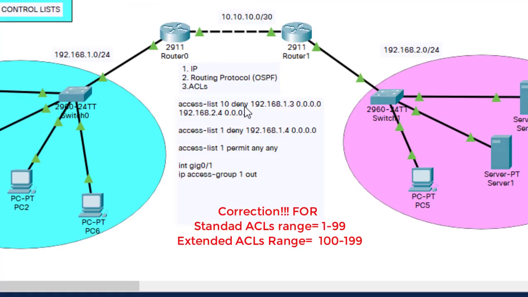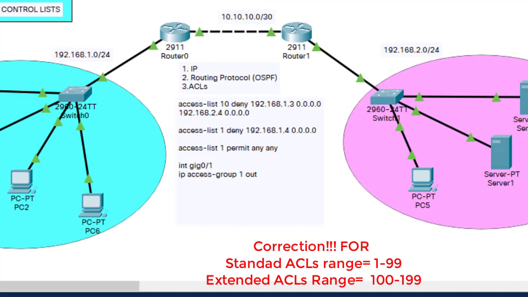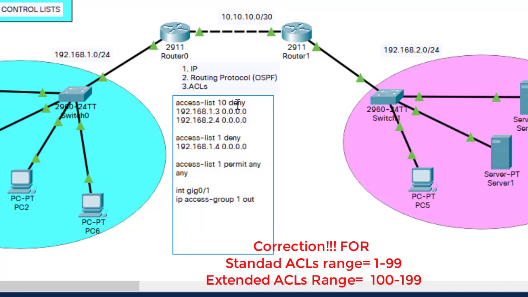Another thing I'm forgetting: in the case of extended access list, we include access list 10 deny IP. So here we include IP. Okay, and now let's go to the second case. It's the same thing, so I'll just copy.